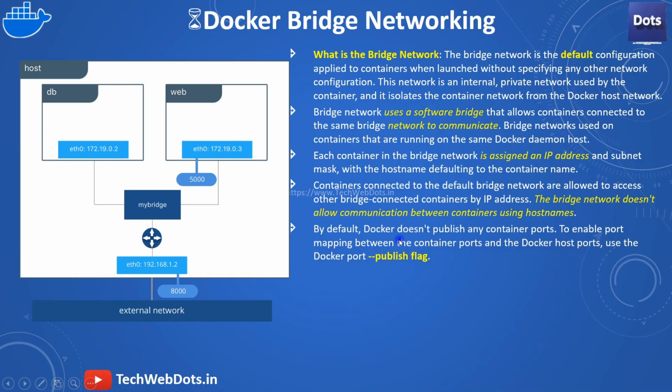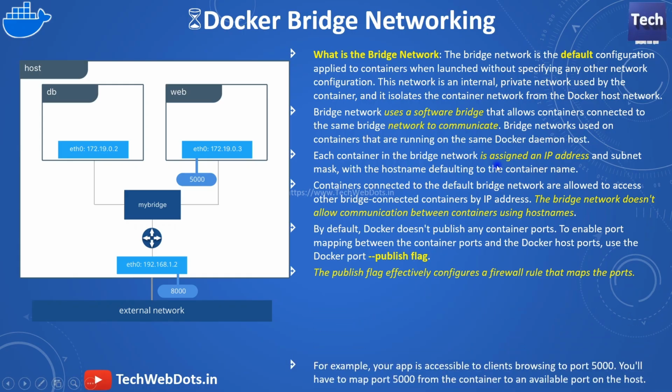Okay, by default, Docker doesn't publish any container ports. To enable port mapping between the container ports and the Docker host ports, use the Docker port flag, you can say the double hyphen publish flag. Without this, you will not be able to expose the container application. The publish flag effectively configures a firewall rule that maps the port.